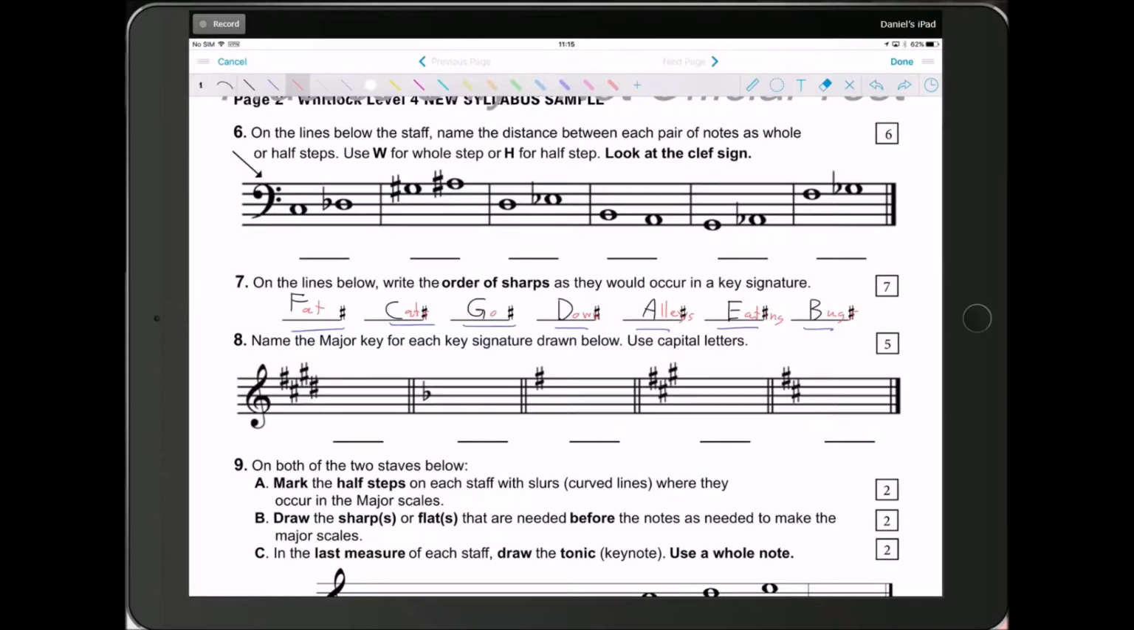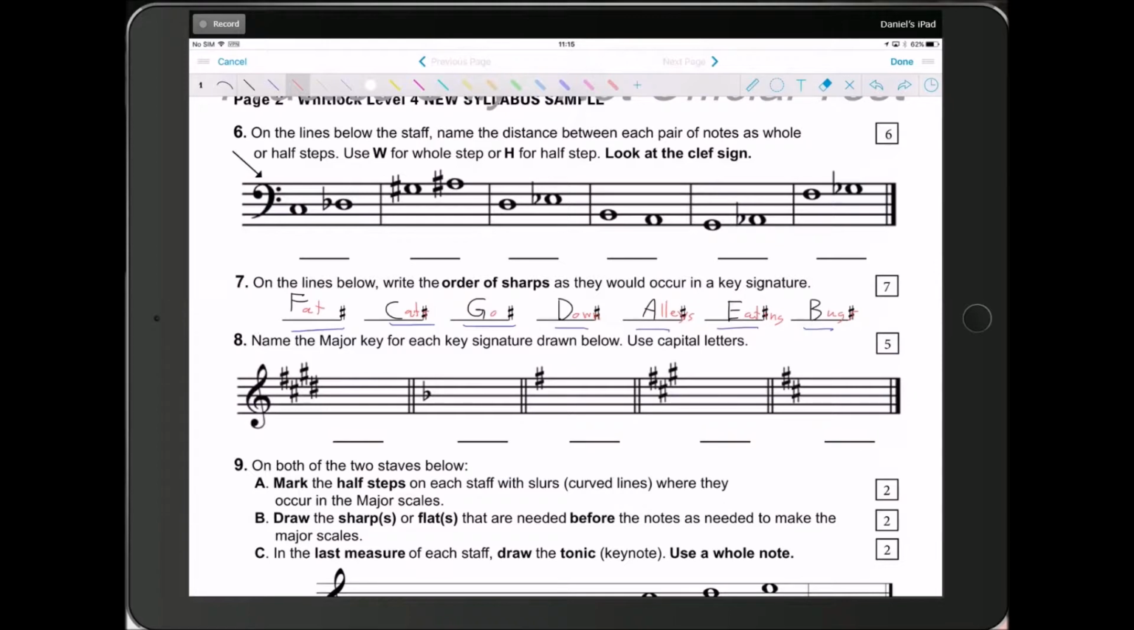Now, a lot of students ask me, that's the order of sharps. Okay, I have that sentence memorized. But they still don't understand what the order of sharps actually is. Like, what does it mean? Well, it applies to when we write out our key signatures, which is in question number 8. So let's read question number 8, and I'll explain how the order of sharps applies to question number 8 as we go along. So, question 8 states, name the major key for each key signature drawn below.